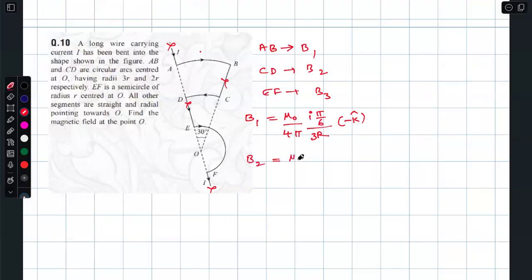B2 is mu naught by 4 pi I into pi by 6 by 2R. This is plus k cap. Any doubt till this point? Sure? No discussions, please.